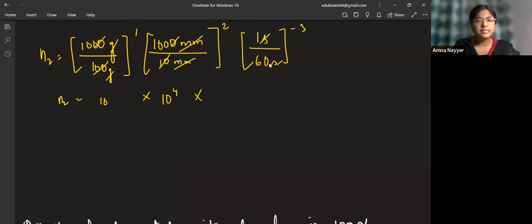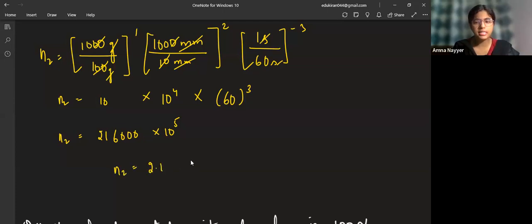Four zeros. See, 60 is in the denominator. If we bring 60 in the numerator, power will become positive. Power changes when the numerator and denominator interchange, the power sign changes. So if we are bringing 60 upwards, minus 3 becomes plus 3. Had it been plus 3, it would have become minus 3, like this. Now N2. So 60 cubed, this is 216, into 10 to the power 4 and 5. So N2 becomes 2.16 into 10 to the power 8.